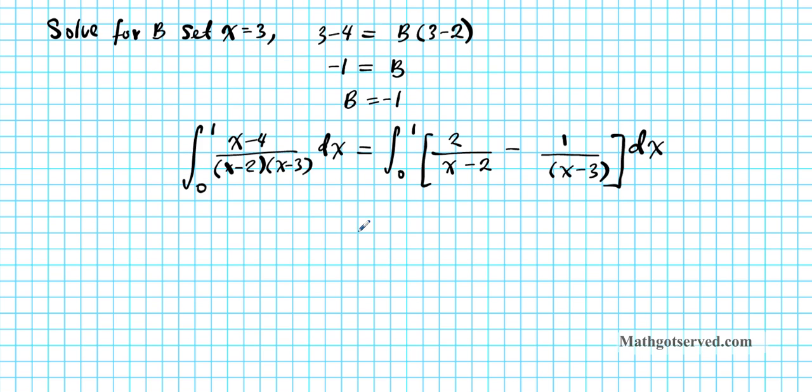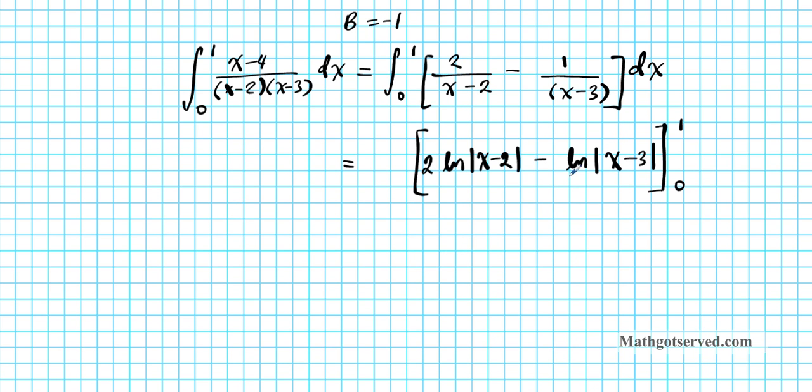So if we do this first term right here, the antiderivative of this is simply going to be 2 times the natural logarithm of the absolute value of x minus 2. And then if you integrate this, this will be minus the natural logarithm of the absolute value of x minus 3. And then this will be evaluated from 0 all the way to 1. So that's basically it. We're going to go ahead and use FTC part 1 to finish off this problem.